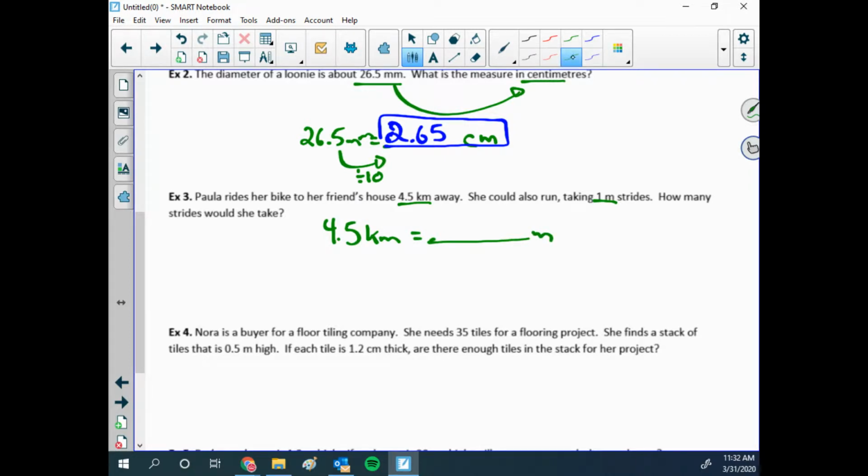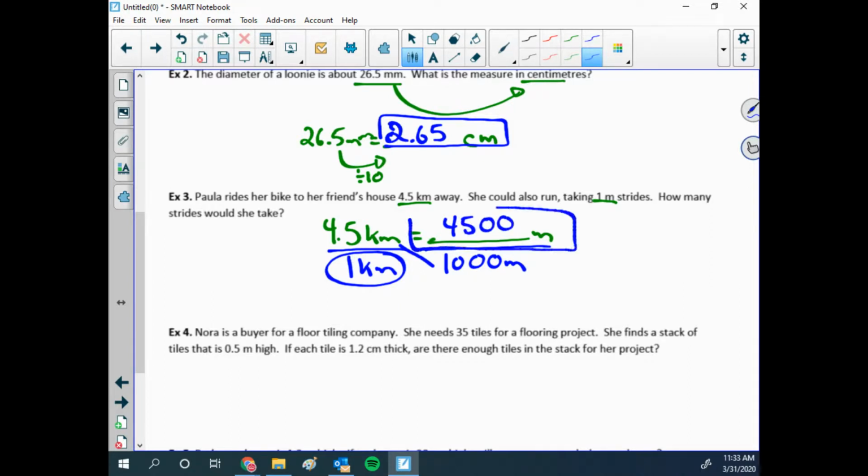And if I want to use a conversion factor here, I know that 1 kilometer is equal to 1,000 meters. So I could cross multiply and divide. So this is going to give me 4,500 meters. So that would be how many strides she also has to take.